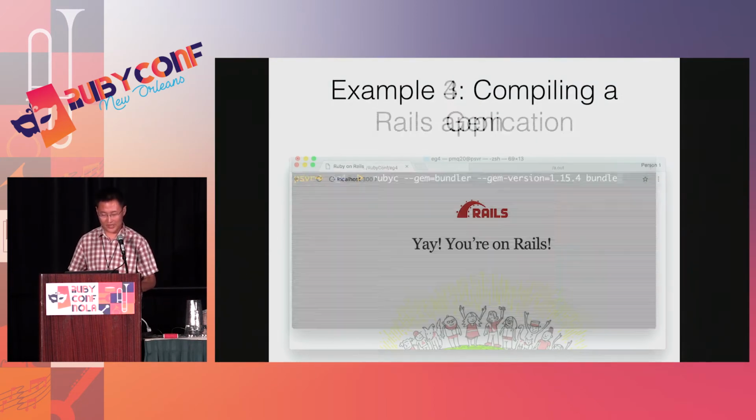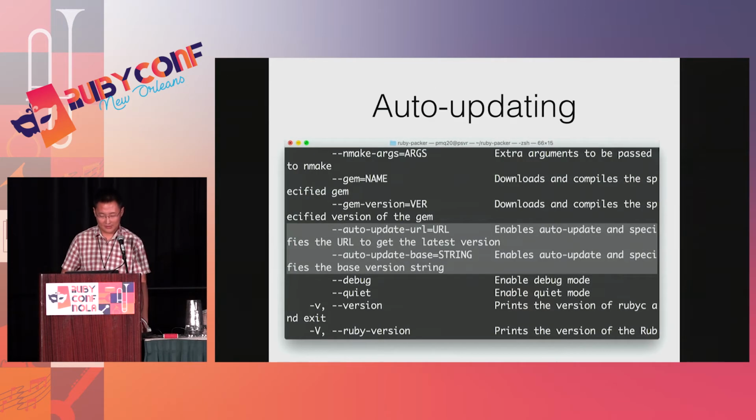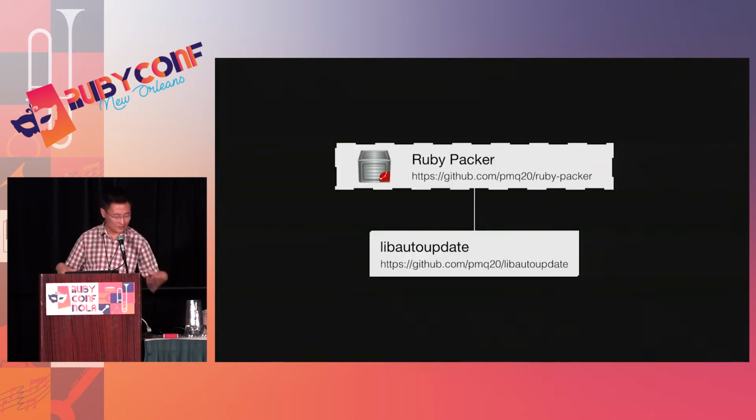And the fourth scenario is you can actually pass it a gem to let it compile the gem. And also there are parameters for you to specify an auto update URL to check for new versions, so that the auto updating part is built in. That's because I made this tool on top of another library called lib auto update. That library basically abstracts away the difference between Windows and Linux, and uses the socket functions to communicate with the server to check for new versions.